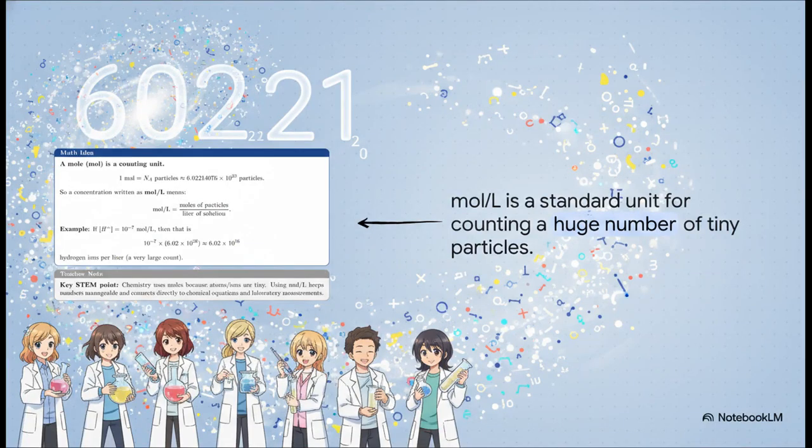Now you might see this unit here, mole/L, moles per liter. Don't let that throw you off, okay? A mole sounds weird, but it's just a word chemists use, kind of like a dozen for eggs, but for a ridiculously huge number of atoms or ions. It's just a standard way to count a massive amount of really tiny things.